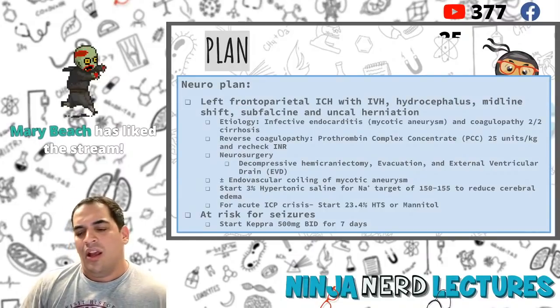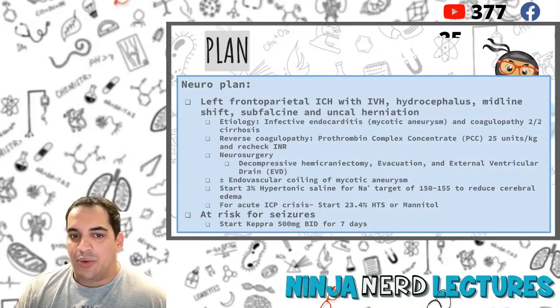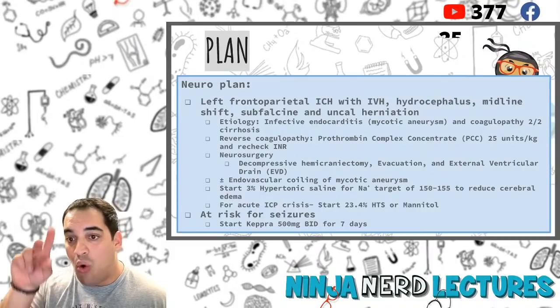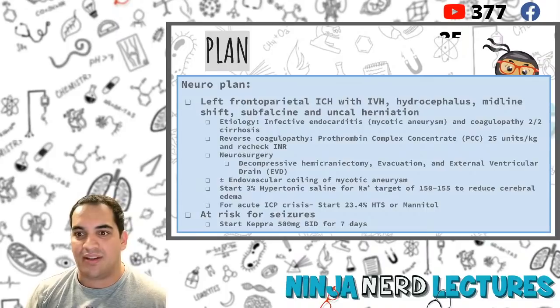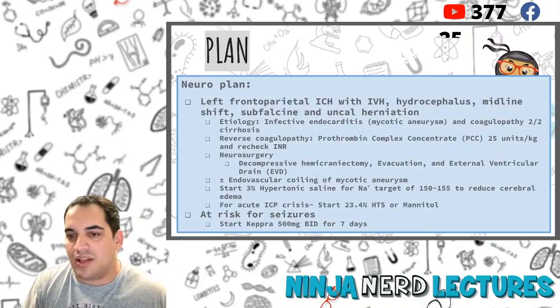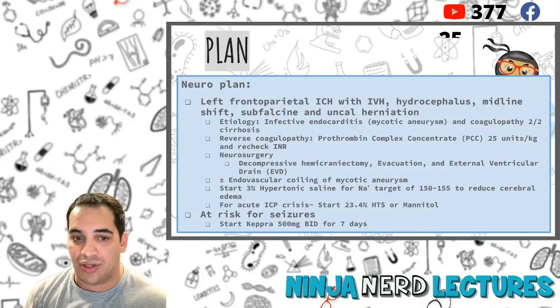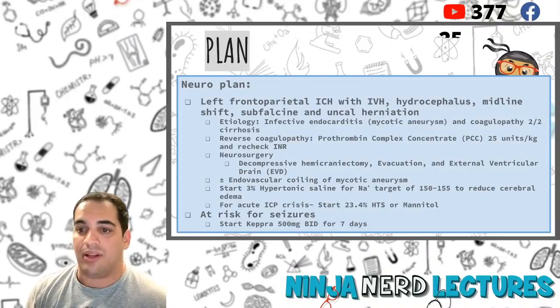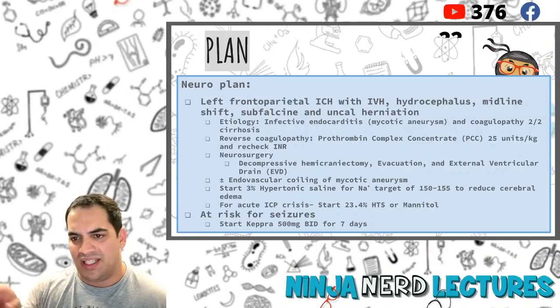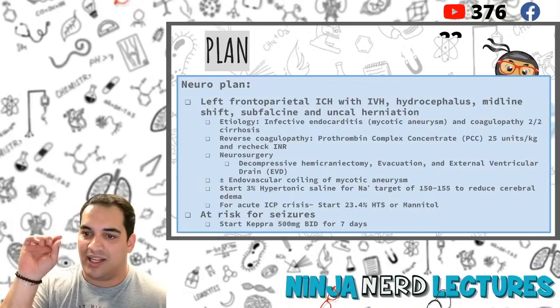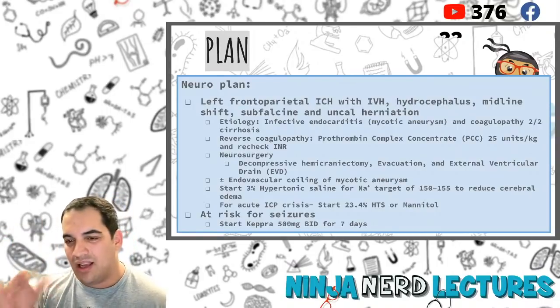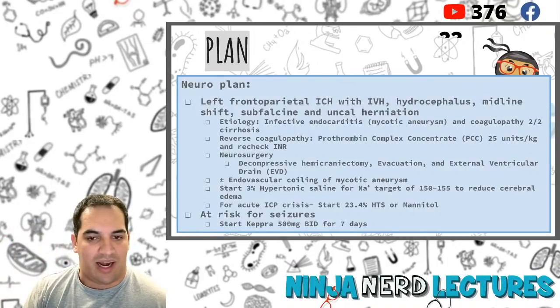Now with a mycotic aneurysm, any kind of aneurysm, generally interventional radiology will be involved and potentially coil that aneurysm. In the setting of this severe of a bleed, it's plus or minus, depending upon IR's decision to go in there. If he's still actively bleeding from that mycotic aneurysm, then we would maybe do a CTA, or send him to IR, where they would do an angiogram and potentially coil it. Again, it's really dependent upon the scenario, but something to think about and have in your plan.